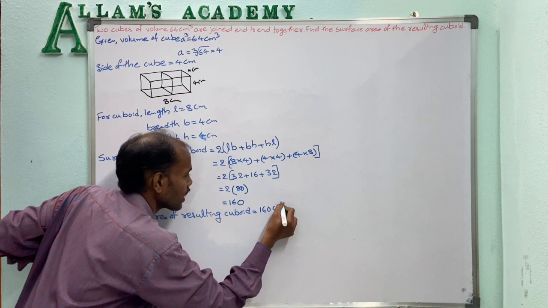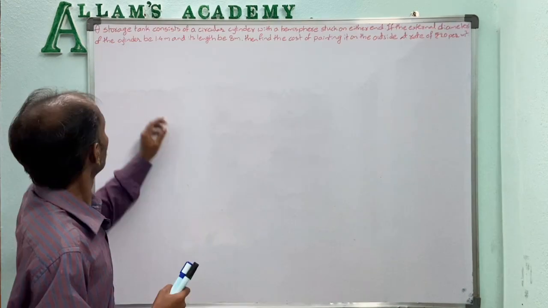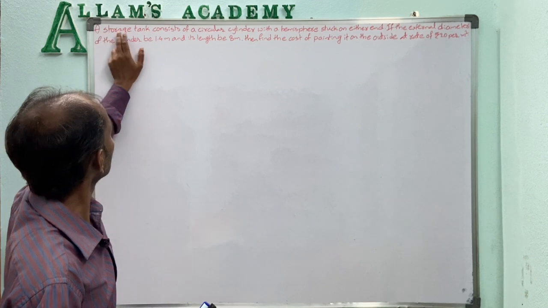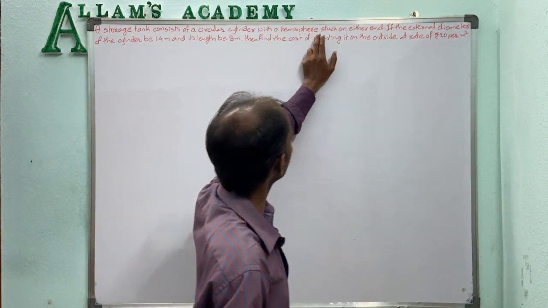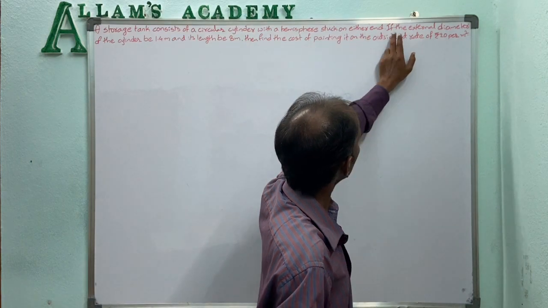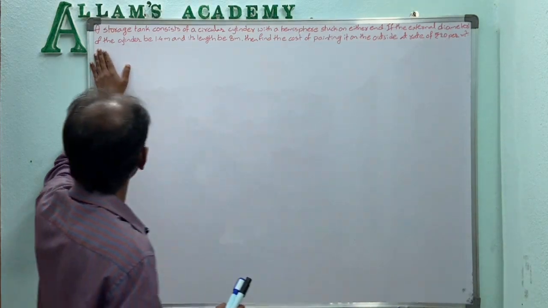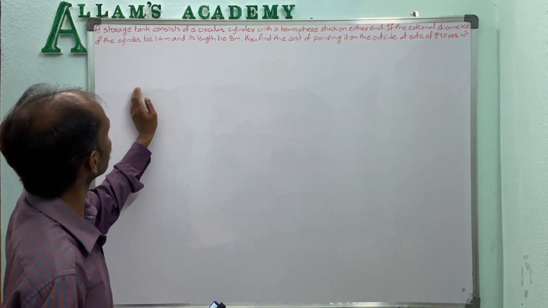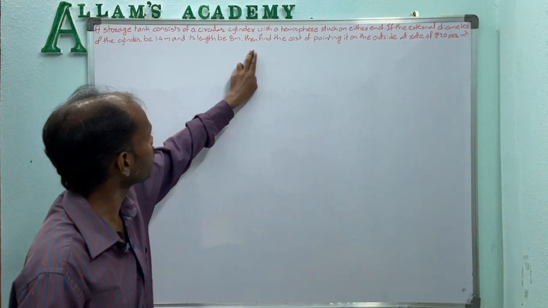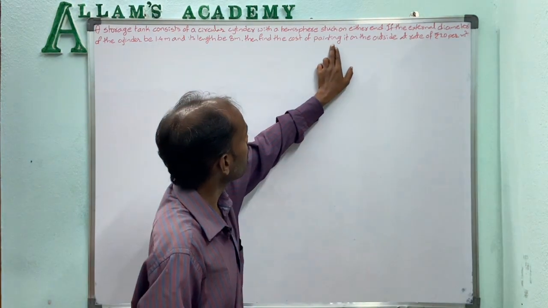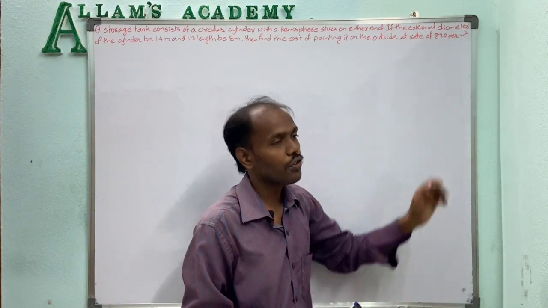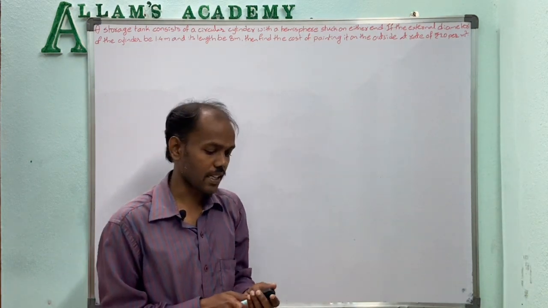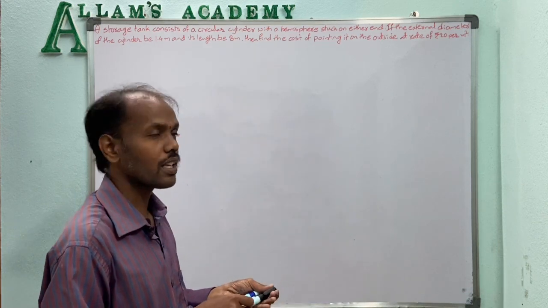Here the given problem is: a storage tank consists of a circular cylinder with a hemisphere stuck on either end. If the external diameter of the cylinder is 1.4 meters and its length is 8 meters, then find the cost of painting it on the outside at the rate of rupees 20 per meter square. That is the question given.